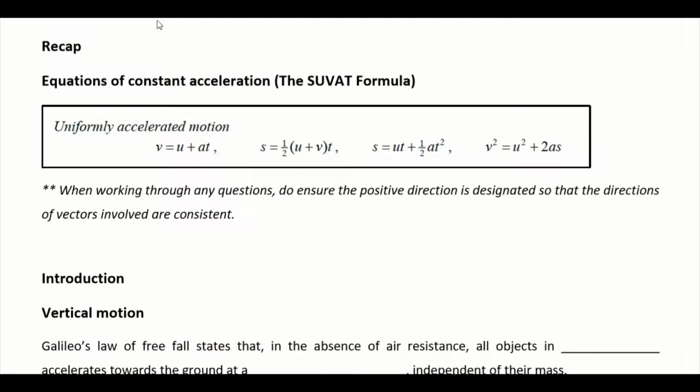This is a quick recap of what we have learned previously. Basically these are the SUVAT formulas. Each of these formulas relates four of the variables: the first one without s, the second one without a, this one without v, and this one without t. It depends on what variables you have and what variable you wish to find. Then you decide which formula you are going to use.